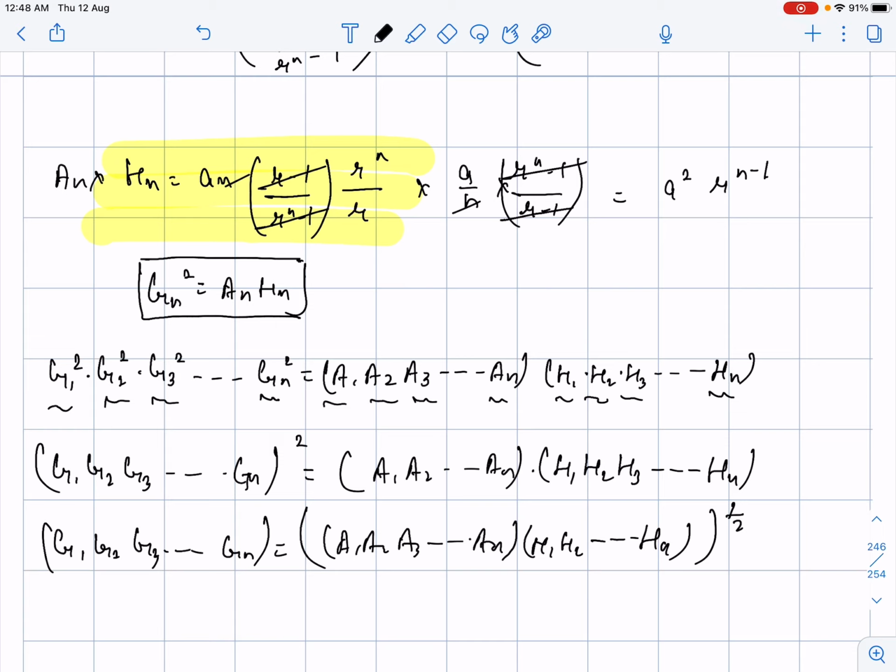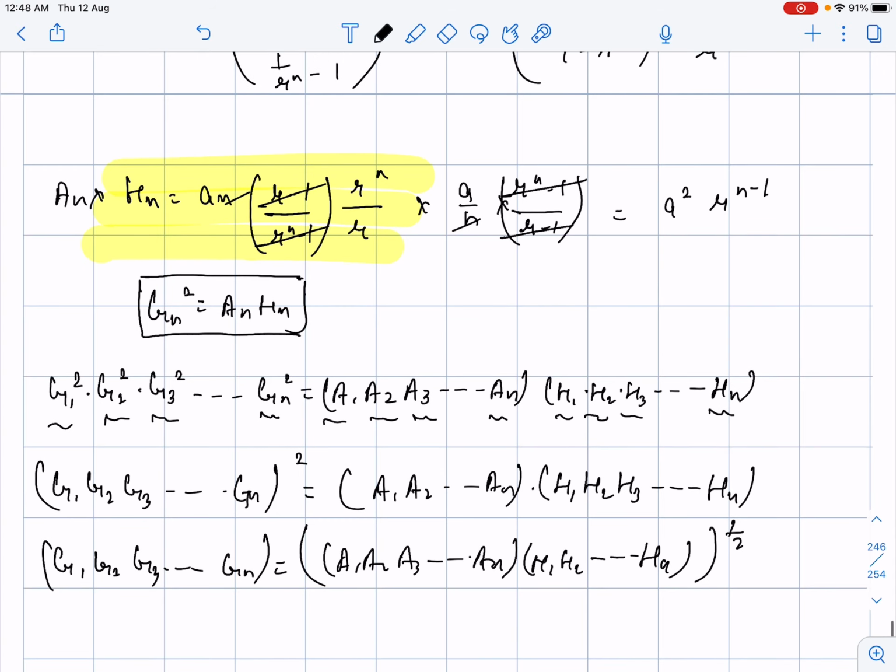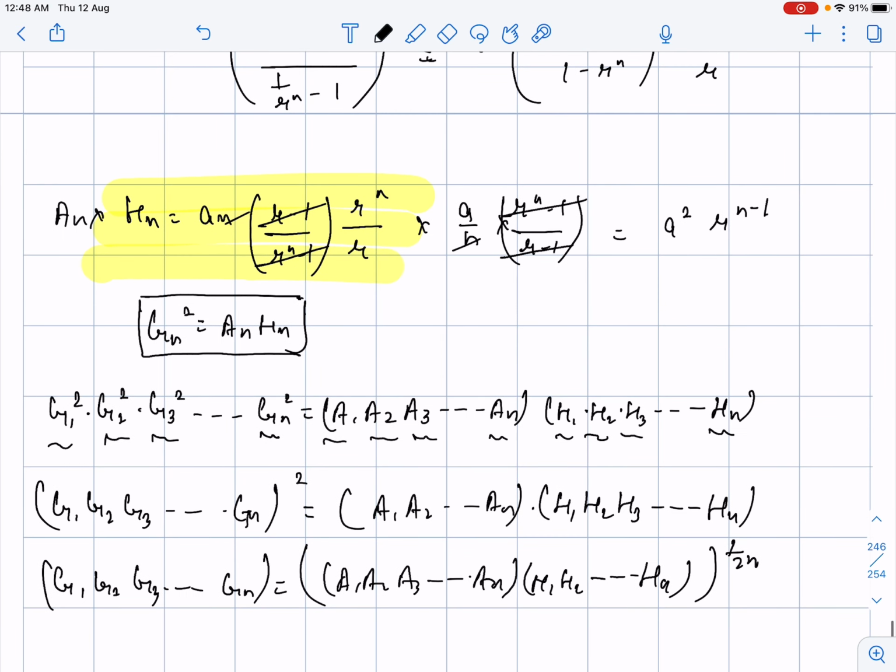So this is the most important relation. This relation only we had to derive over here. And the most important thing: the power is 1 upon 2 multiplied by n. Now why will it be 1 upon 2 multiplied by n? Because we had derived gn square is equal to an multiplied by hn. So over here, if on both sides I take power 1 by n, then on both sides power 1 by n will come.